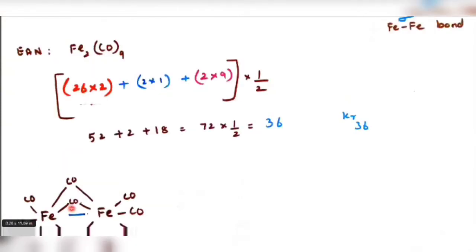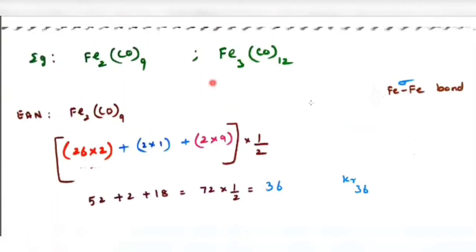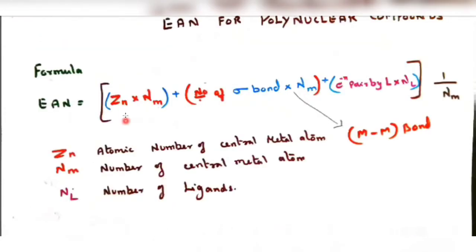So last we will see. Here the atomic number is 26 into 2, the number of Fe atoms. So 52, plus 2 into the number of sigma bonds, which is only 1, so 2 into 1. Next, the number of ligands is 9, and each one gives 2 electrons, so totally 18.